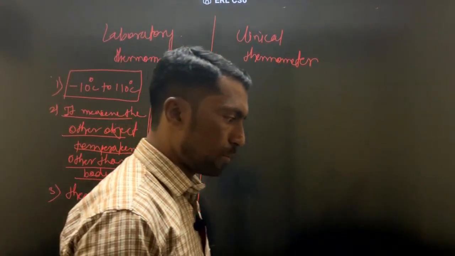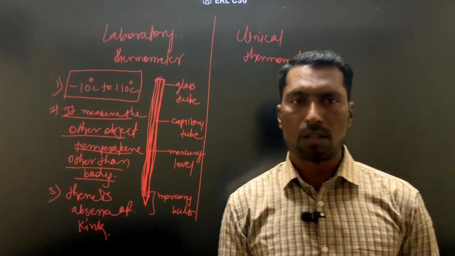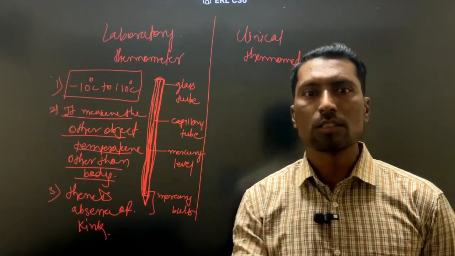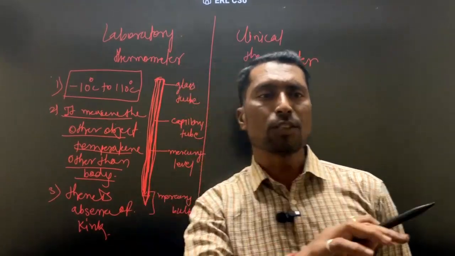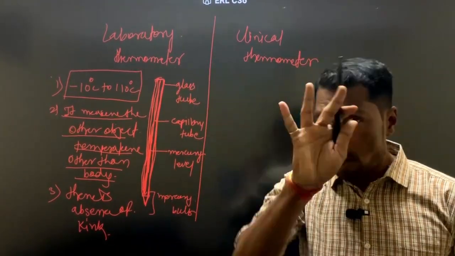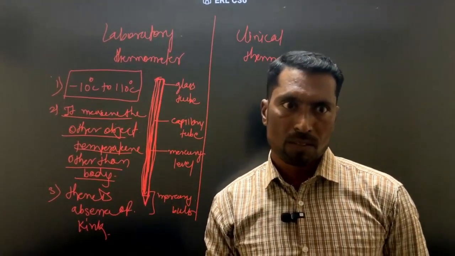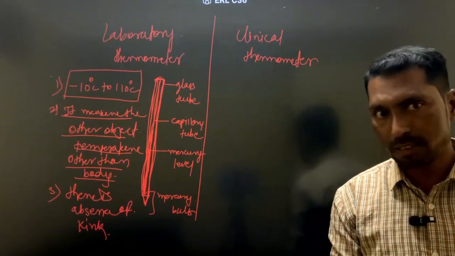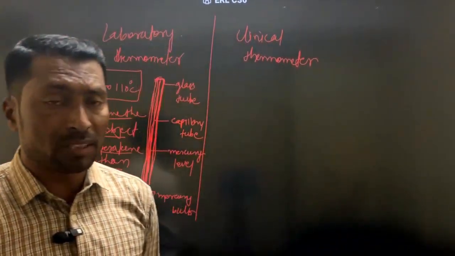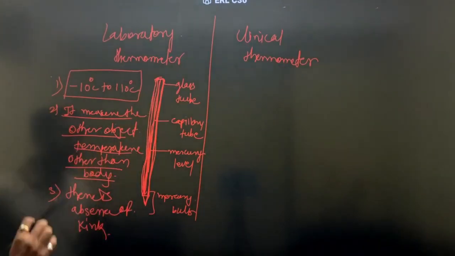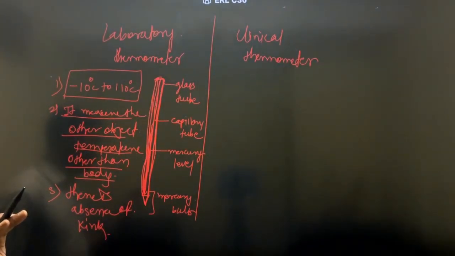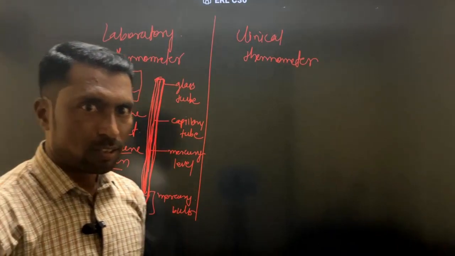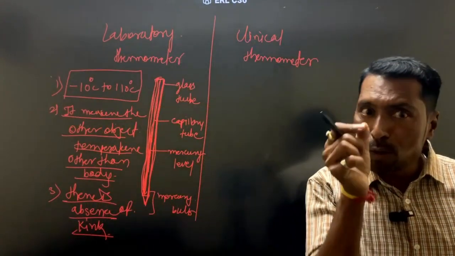To measure body temperature, we cannot use the laboratory thermometer. Any other objects, hot or cold, whose temperature we have to measure, for that we use the laboratory thermometer, and to measure the body temperature we use the clinical thermometer. That is the difference between the laboratory thermometer and the clinical thermometer. The clinical thermometer does not measure other objects, except human body temperature. There is absence of kink in the laboratory thermometer. What is a kink? Kink is present only in a clinical thermometer.